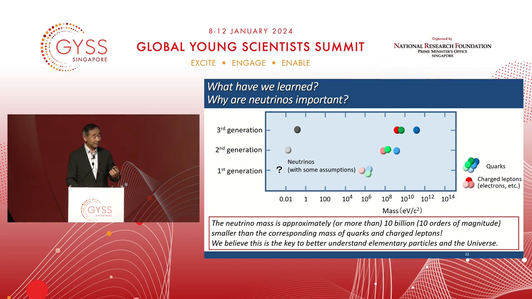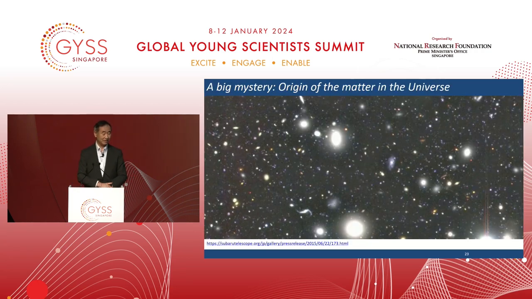Certainly, if we understand why neutrino mass are so small, we understand better about particles. But we think not only particles, small neutrino mass could be related to our understanding of the universe. Why? This is the photo of the far universe. You see many galaxies, and we know these galaxies are made of matter. We know that there are no antimatter galaxies. That is trivial. But if we think about the history of the universe, starting with the Big Bang, we find we do not understand why the present-day universe is dominated by matter.